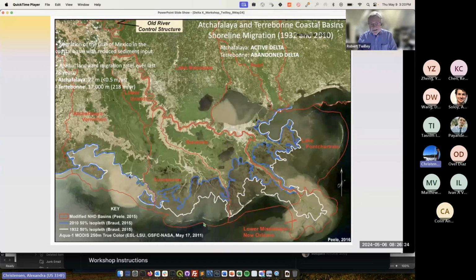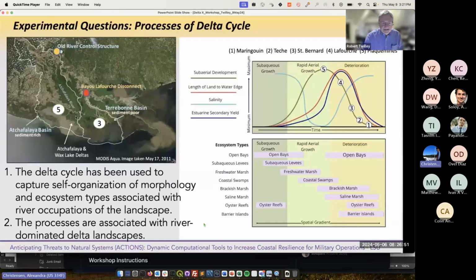And in Chafly, you can see this white line is the shoreline in 1932. The blue is a shoreline based on wetland to water ratios of 50% in 2010. You can see that in the Chafly, these shorelines have been stable, that there has been no migration, whereas in the Terrebonne, this migration is nearly 10 miles during this time frame. So again, that's the idea. So we established sites, this is part of the Delta X project, in these two basins to compare, again, in this delta cycle concept, what we refer to as the active and the inactive. Another way to think of it is sediment rich and sediment poor.